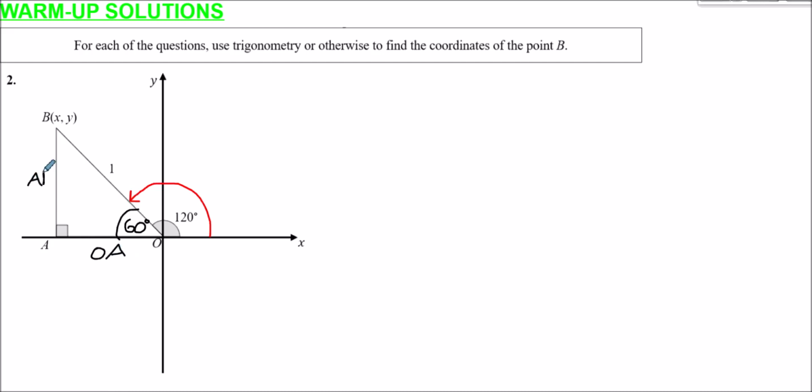So first of all, we can think about what OA is. The length OA is the adjacent side, and we know the hypotenuse is 1. So it's going to be the cosine function again. For this triangle here, cos 60 is going to be the adjacent side, which is OA, divided by the hypotenuse, which is 1. Therefore, the length OA is simply going to be cos of 60.